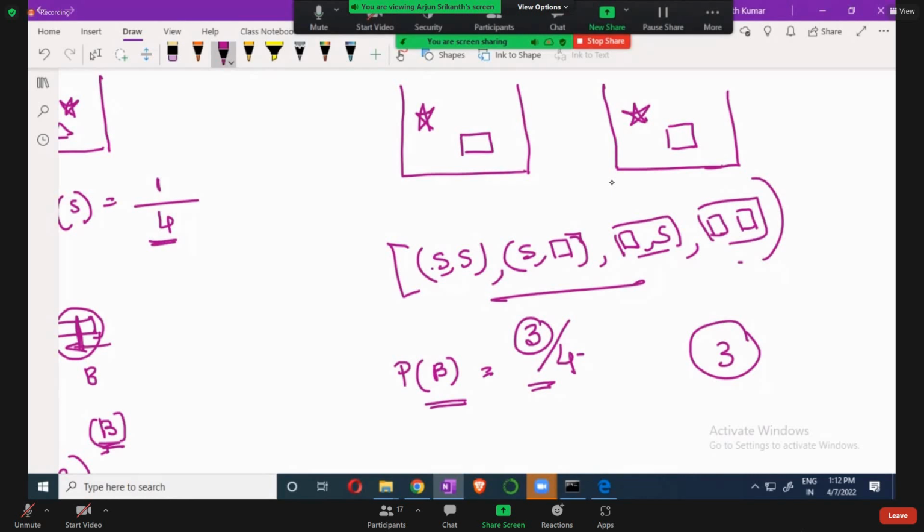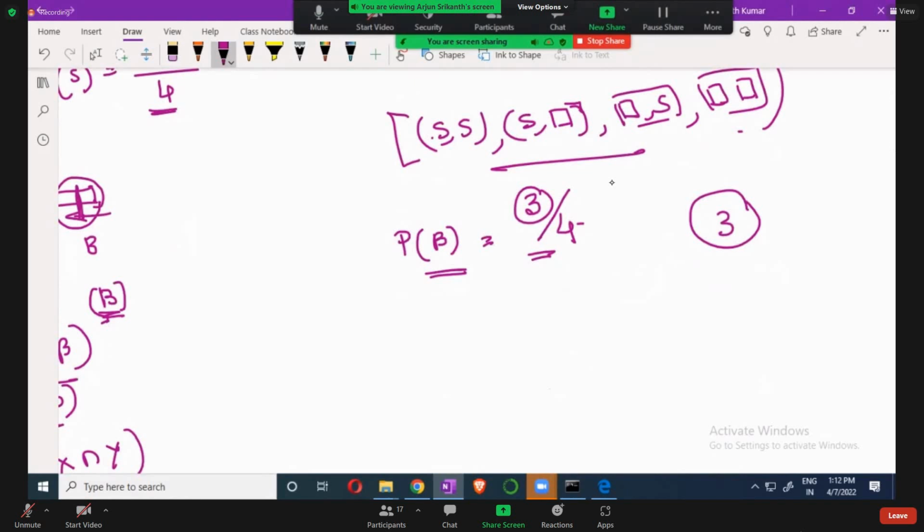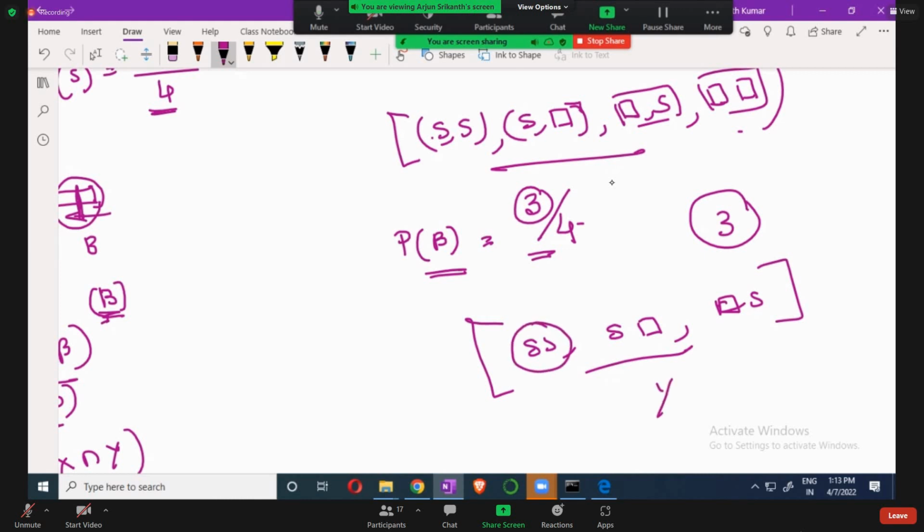So you will get it as something like this. If this is the condition, how many are there? SS, star square, and square star. These are the conditions that should already have happened. In this, what is the chance of getting 2 stars? 1 by 3. This is how you are going to get it.